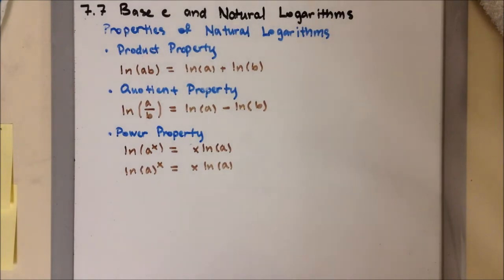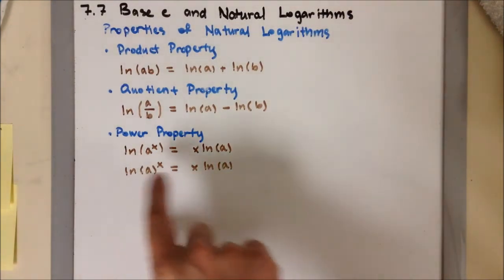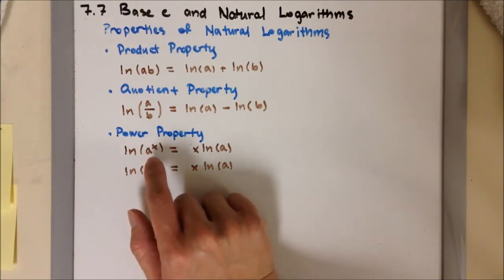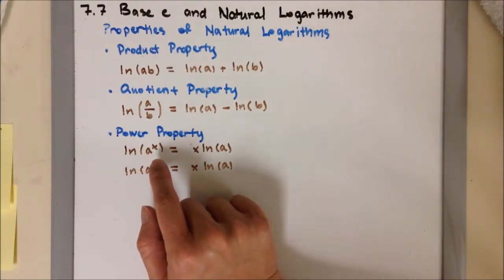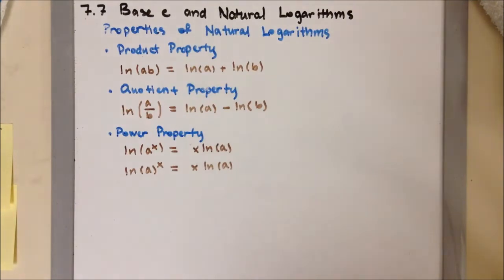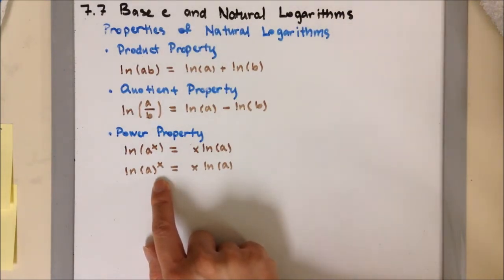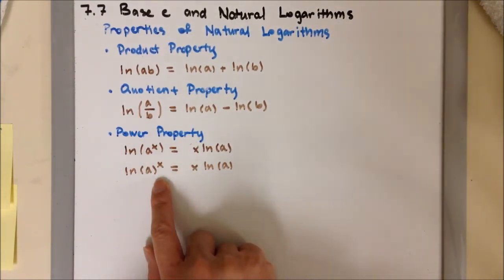Last, this is the power property. Now I wrote out two types. I wrote natural log of A to the power of X, where the X is inside the parenthesis. For the other one, natural log of A to the power of X, but this time X is outside the parenthesis. So if you have an exponent inside or outside the parenthesis, you can still rewrite it.